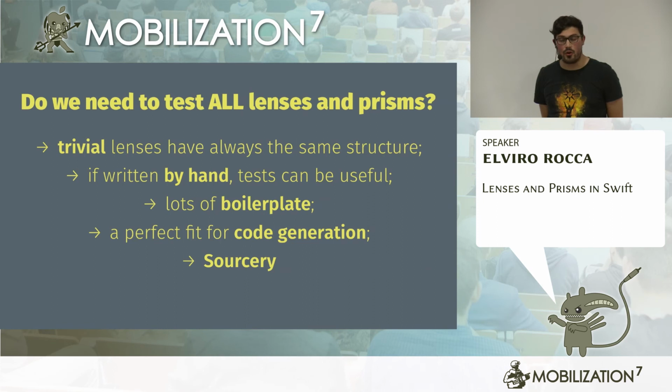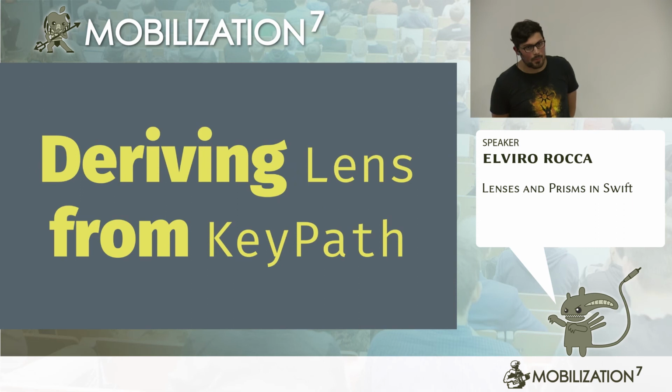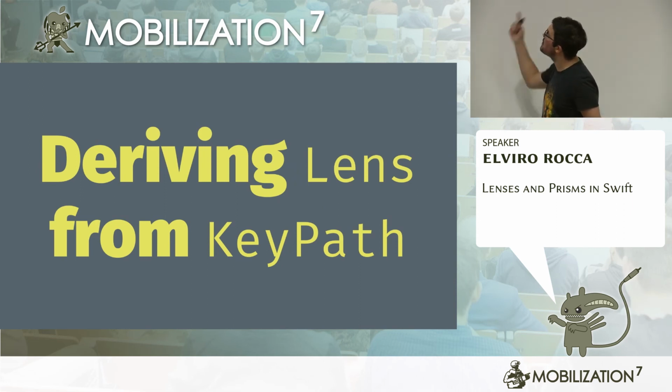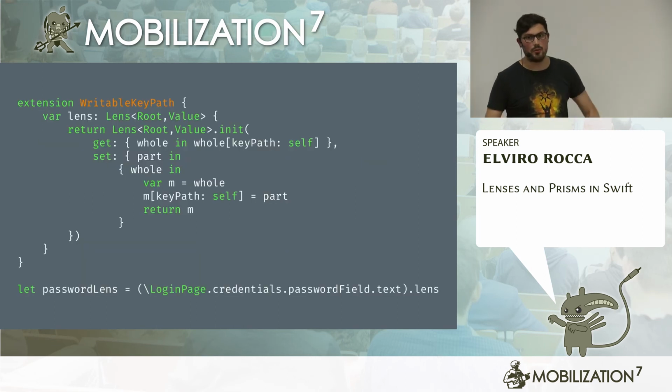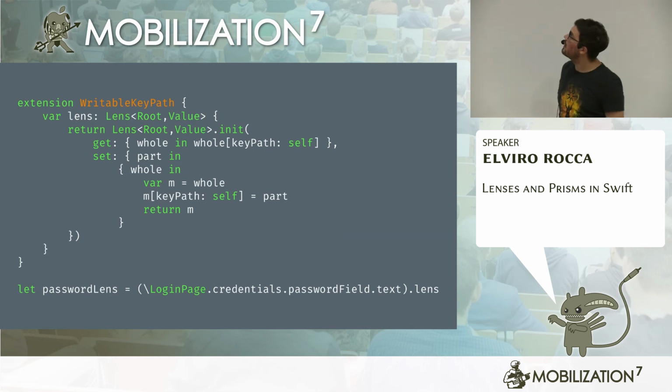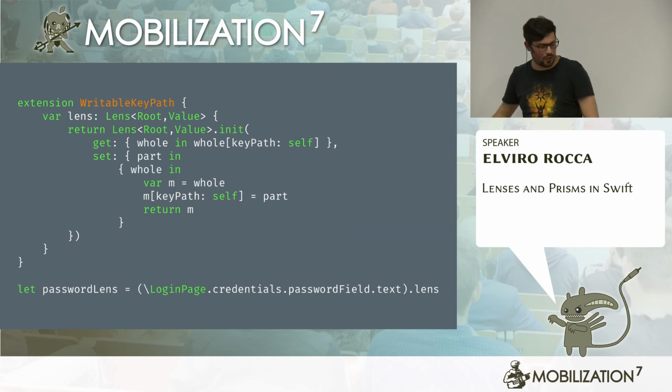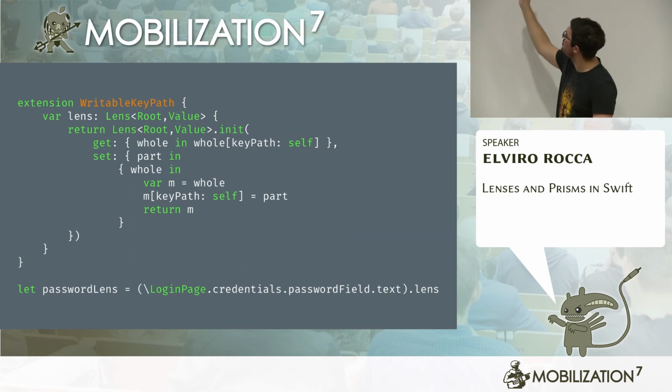But now in Swift 4, we have, for lenses, a nice new tool called the key path. We can actually generate a lens from a key path. Actually, we can do it from a writable key path, because we need both the get and the set part. This method, an extension of WritableKeyPath, will get us a lens from the root to the value, which are the parameters of the key path. For example, here we have the password lens. We just use the key path to get from the login page to the text, and then we call .lens.